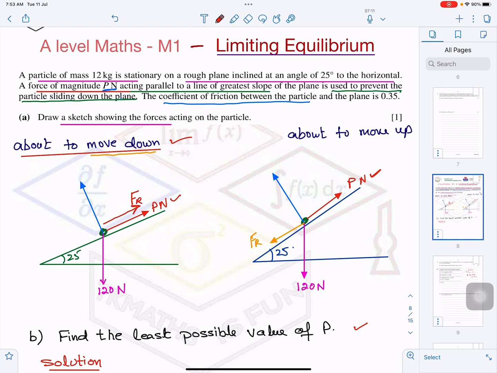Now, which diagram do you think will fulfill this situation? Will it be about to move down or about to move up to find the least possible value of P? The least or smallest value of P that can prevent the particle from slipping down the plane will be the condition in which the particle is about to move down, right? Because we are applying a very small amount of force. So we will use this diagram to solve part 2.